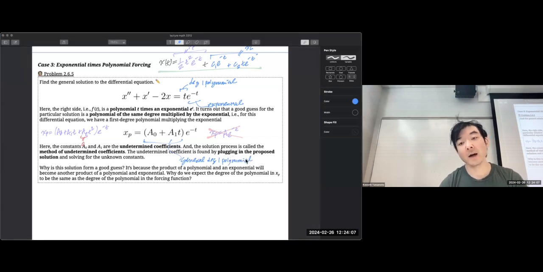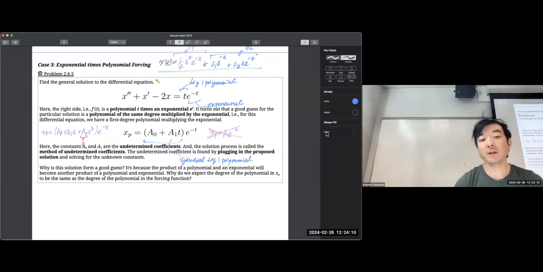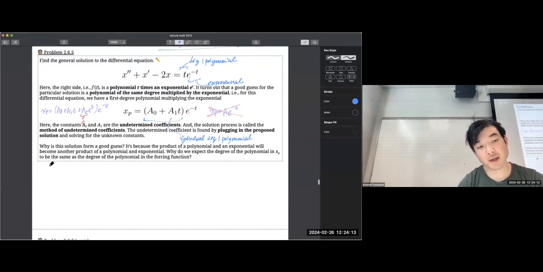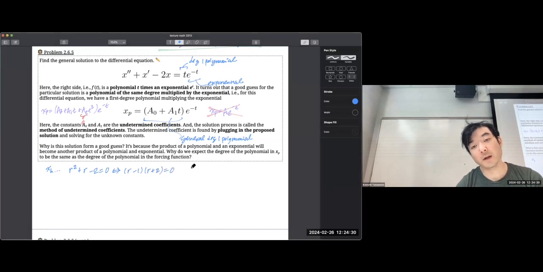So if you do that, let's do the homogeneous solution first. We'll define x of h. The characteristic equation was r squared plus r minus 2 is equal to 0. And then this factors to r minus 1 times r plus 2 is equal to 0. And therefore, your r is equal to 1 and negative 2. So your two distinct roots means that your homogeneous solution is just C1 e to the 1 times t plus C2 e to the negative 2 times t.